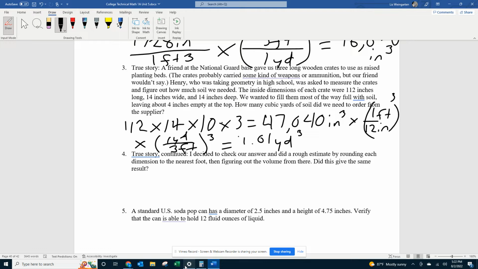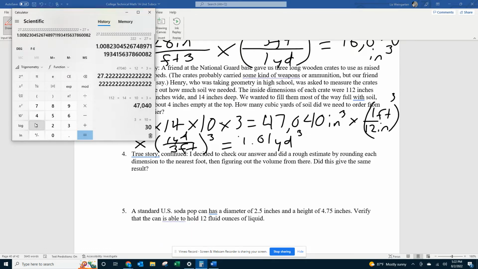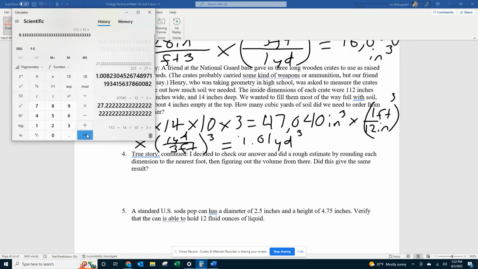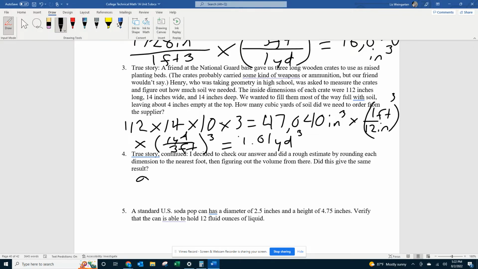112 inches, what is that to the nearest foot? So that's 112 divided by 12 for changing it to feet. It's about 9 feet. And then 14 inches is about 1 foot, if we round. And 10 inches is about 1 foot. We got to multiply it by 3 because there are 3 crates. And we get 27 cubic feet.